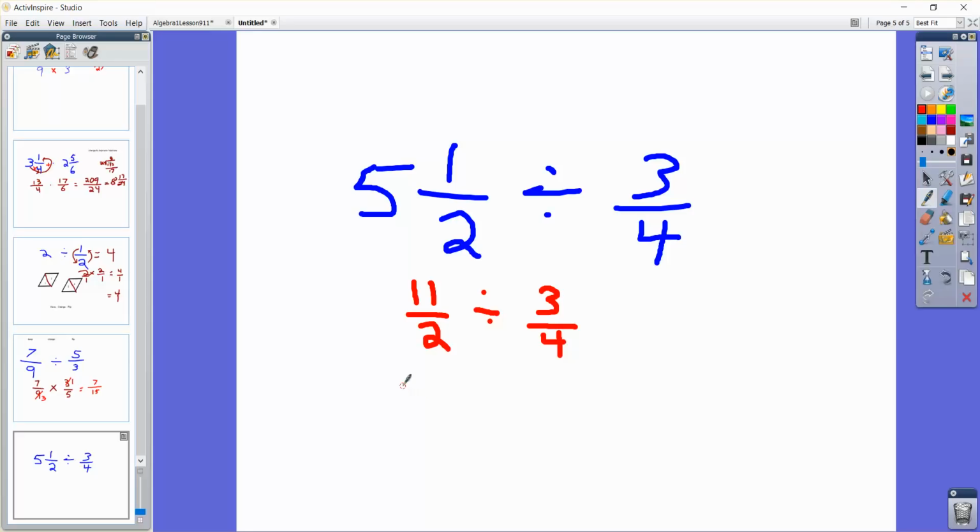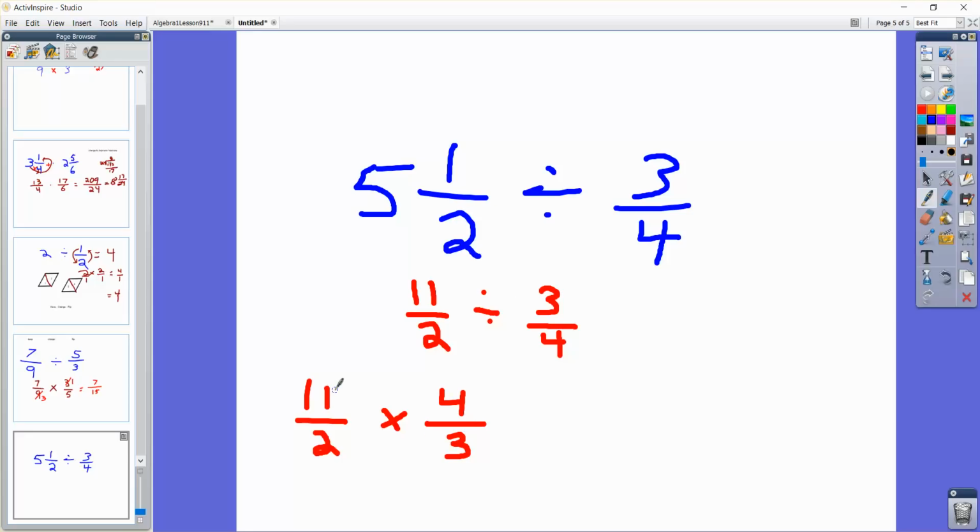Now I'm going to go keep, change, flip. So we're going to keep the 11 over 2. We're going to change the multiplication, and we're going to switch it up to 4 over 3. All right? And I'm sorry I forgot to change the color back to that. It's okay. We'll cancel the blue this time.